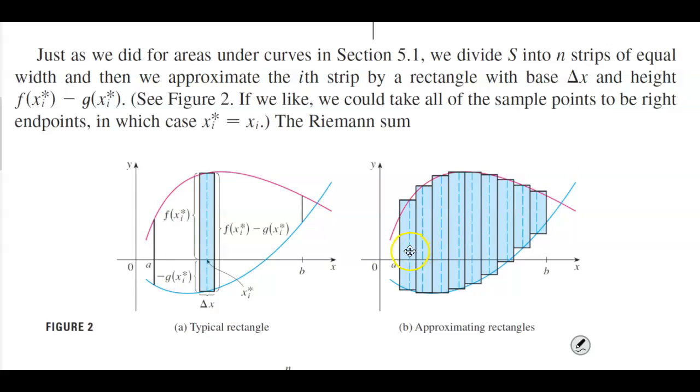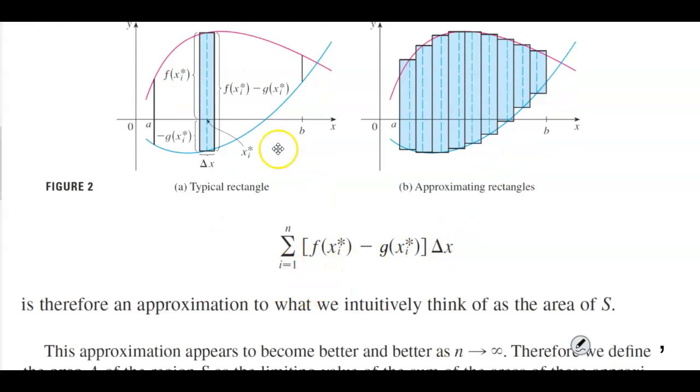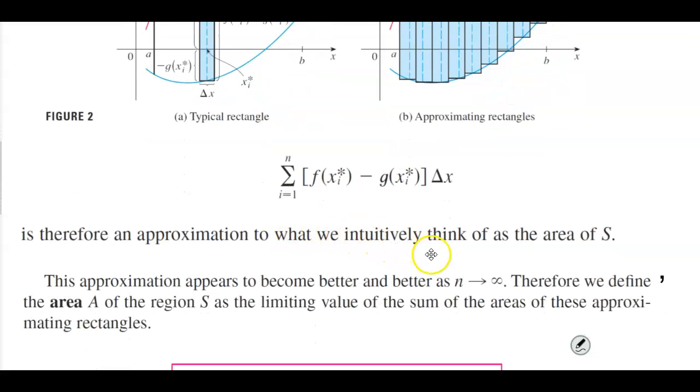Now what you would do is create multiple rectangles to approximate what that area would be for S. So the Riemann sum would go as the following. You're taking the area of one rectangle, but you have more than one rectangle, which is the reason why you have the asterisks. So the Riemann sum, from i equals 1 to n, of f of x subscript i minus g of x subscript i, multiplied by your length here, which is delta x. And therefore, that is the approximation to what we intuitively think of as the area of S.